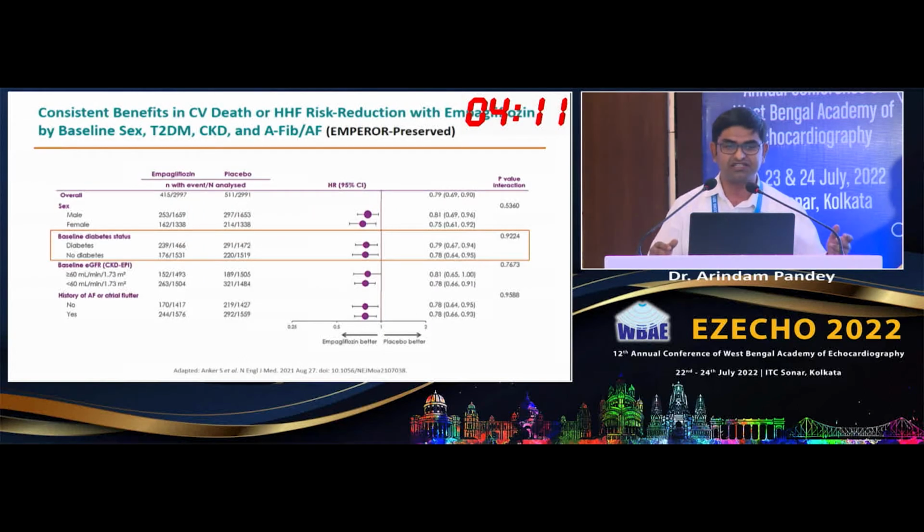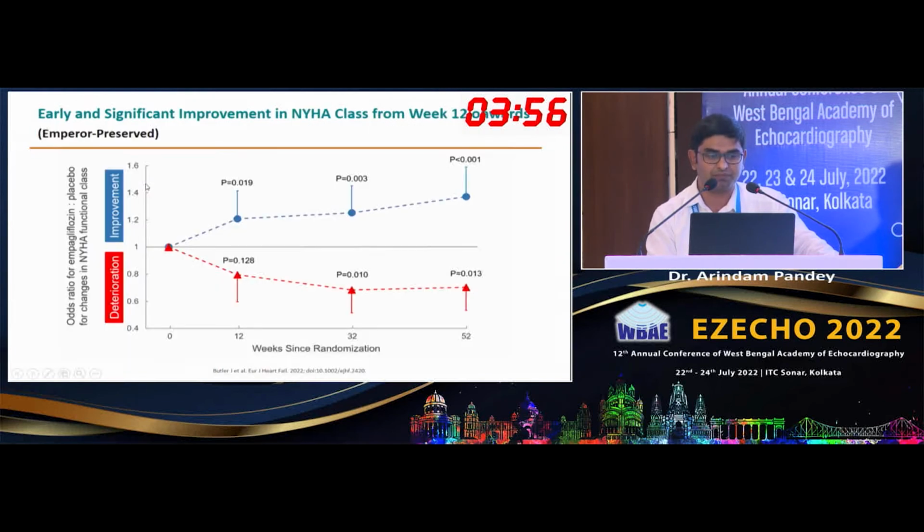So there was consistent benefit in cardiovascular mortality and heart failure hospitalization risk reduction with empagliflozin based on sex, diabetic status, eGFR, and presence or absence of atrial fibrillation. So all the subgroups had a similar kind of benefit. That was the wonderful part of the story.